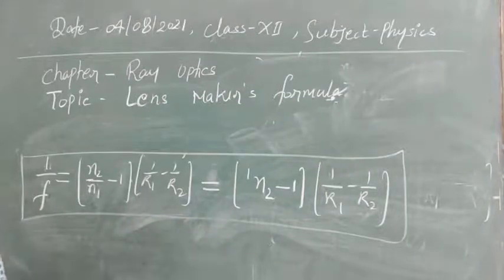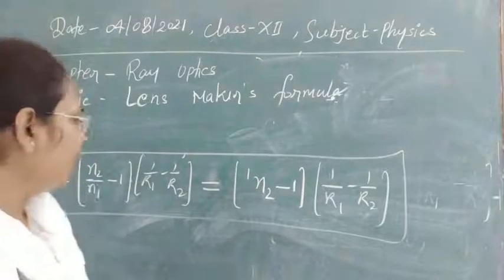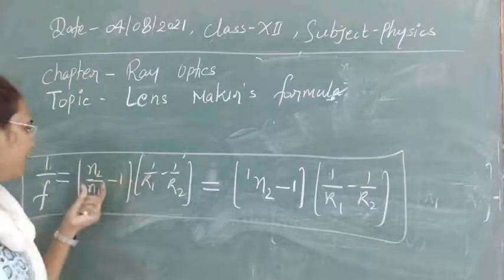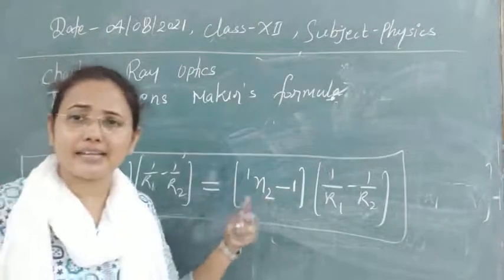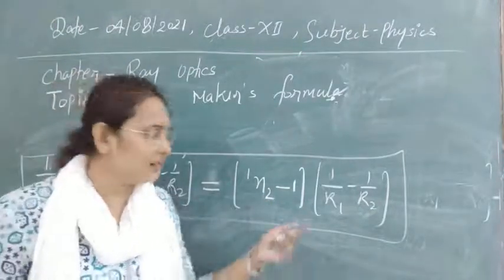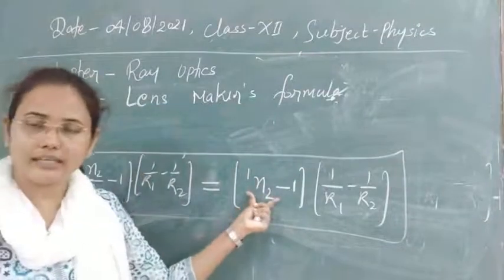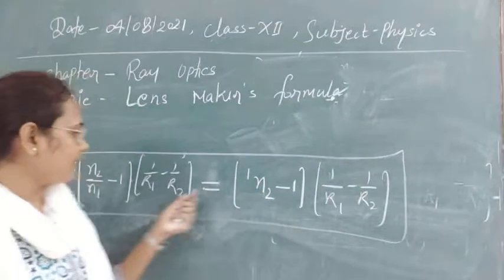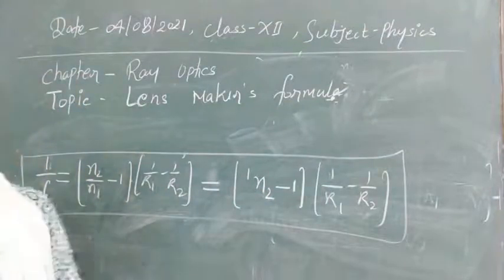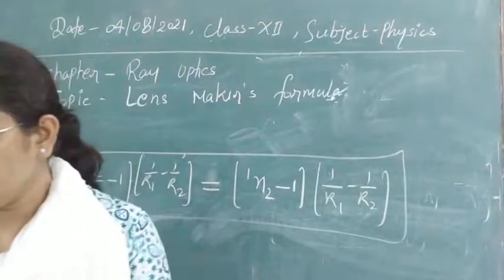Next, suppose you write n2 by n1. You could also write it as n, that is the absolute refractive index, relating the two refractive indices. Sometimes you could see in your books that it is n minus 1, so don't be confused by that one. That is written for n2 upon n1. So this one is, I think, clear.